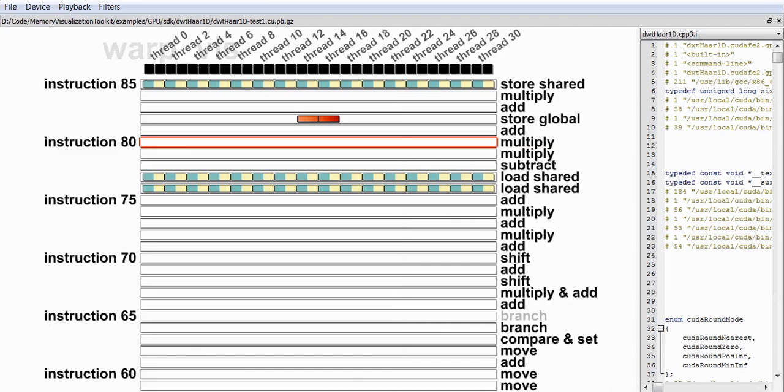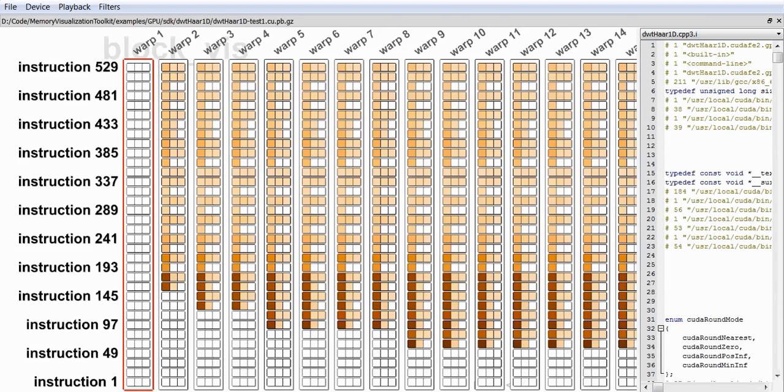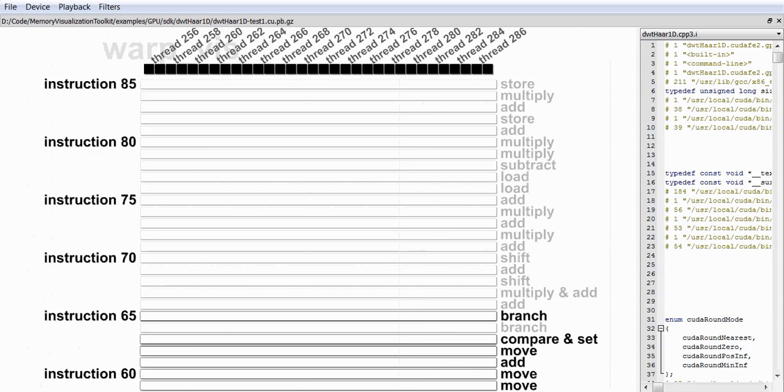If more information is desired, we can view the warp visualization for warp number 1, and then warp number 9. The apparent difference between the two stems from warp number 9's inactivity during many of these operations.